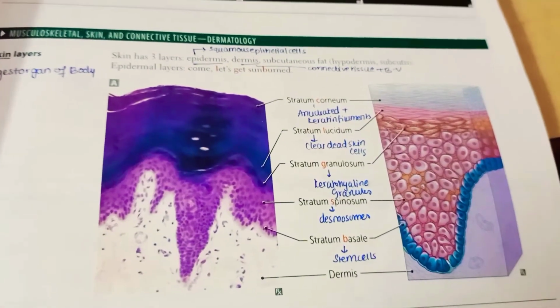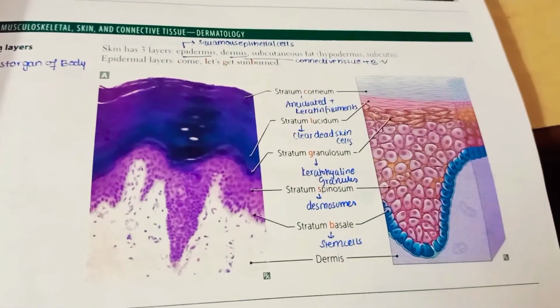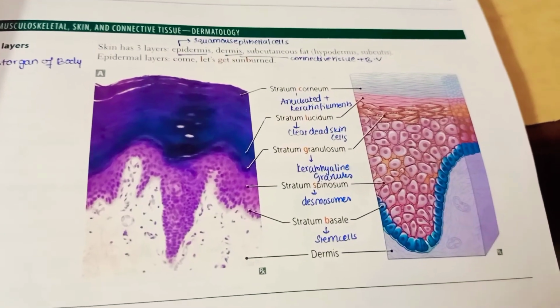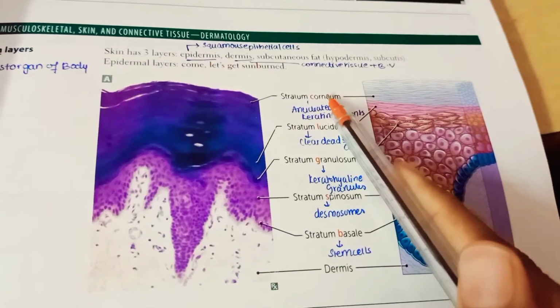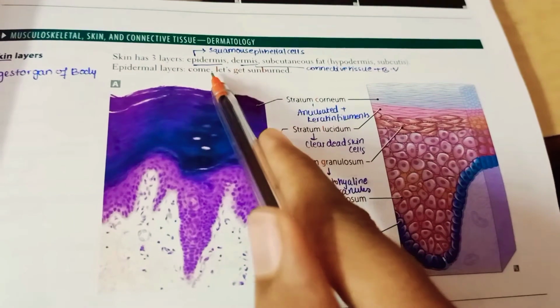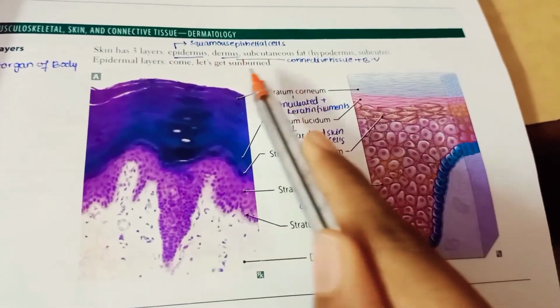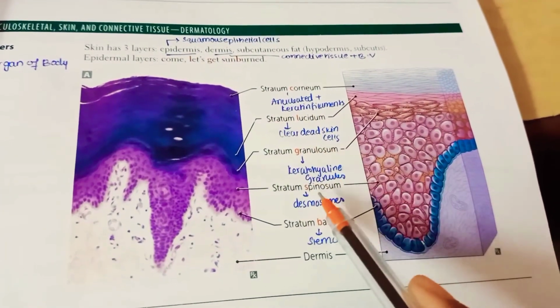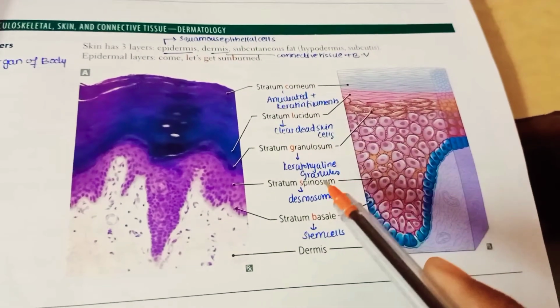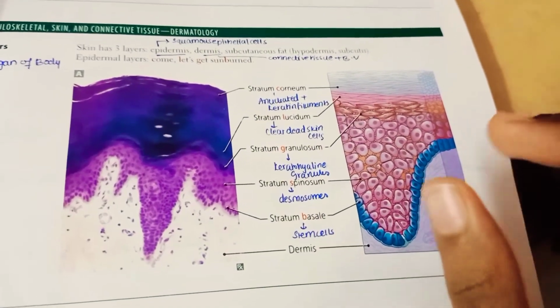So how to remember the layers of epidermis? Especially, epidermis is divided into many layers, and you can remember it as: Come, let's get sunburned. C-L-G-S-B. Come, let's get sunburned. That is epidermis. Below that you'll have dermis.